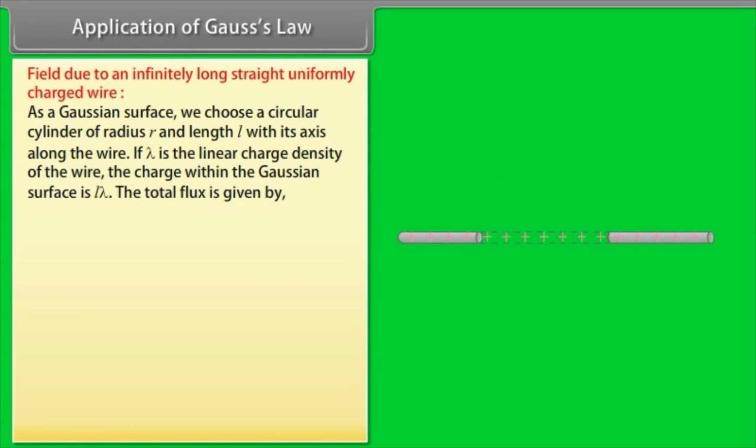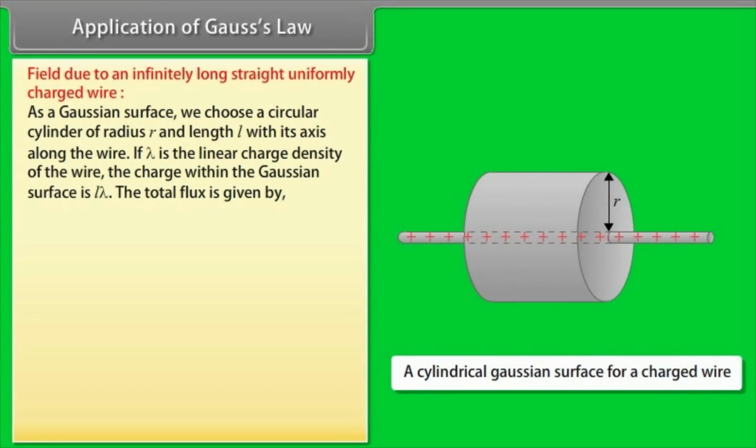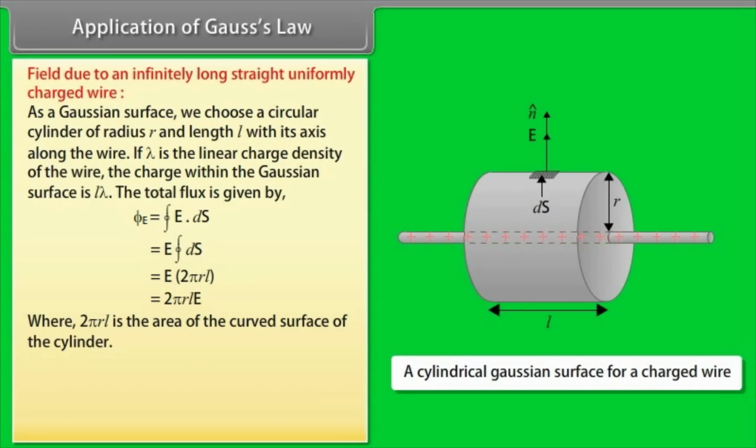As a Gaussian surface, we choose a circular cylinder of radius r and length L with its axis along the wire. If lambda is the linear charge density of the wire, the charge within the Gaussian surface is L lambda. We know that phi E is equal to the integral over a closed surface of E dot dS, which equals the product of E and 2 pi r L, where 2 pi r L is the area of the curved surface of the cylinder. According to Gauss's theorem, the electric field at any point at a radial distance r from the wire is equal to lambda divided by 2 pi r epsilon naught.